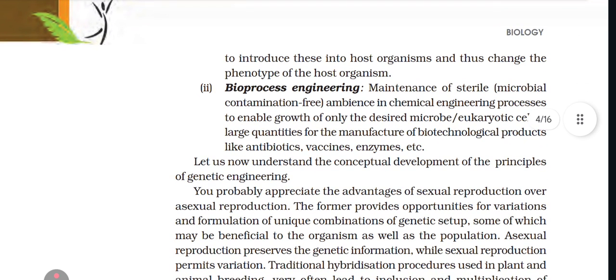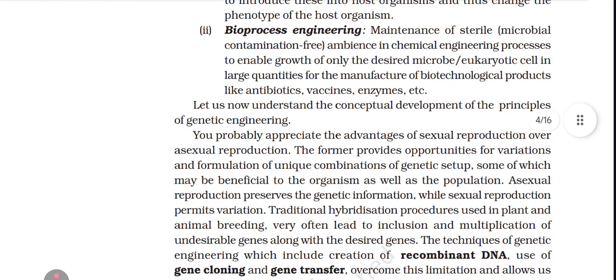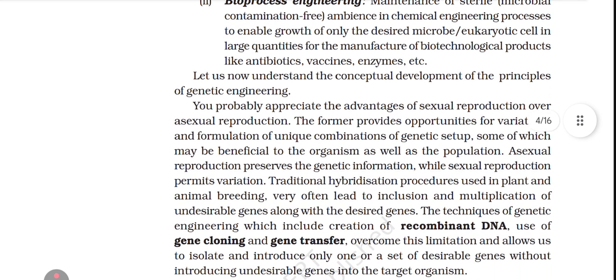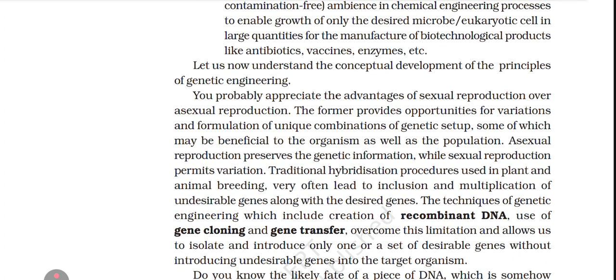Let us now understand the conceptual development of the principles of genetic engineering. You probably appreciate the advantage of sexual reproduction over asexual reproduction. The former provides opportunities for variation and formulation of unique combinations of genetic setup, some of which may be beneficial to the organism as well as the population. Asexual reproduction preserves the genetic information, while sexual reproduction permits variation.